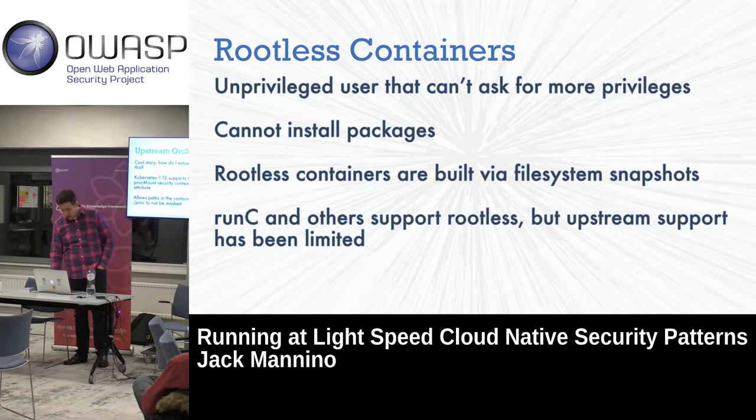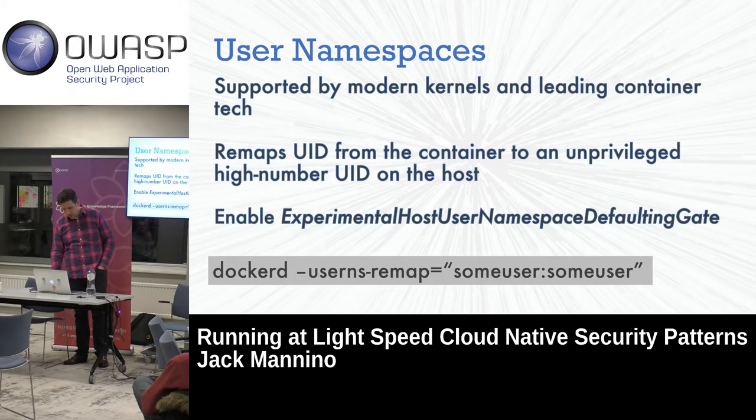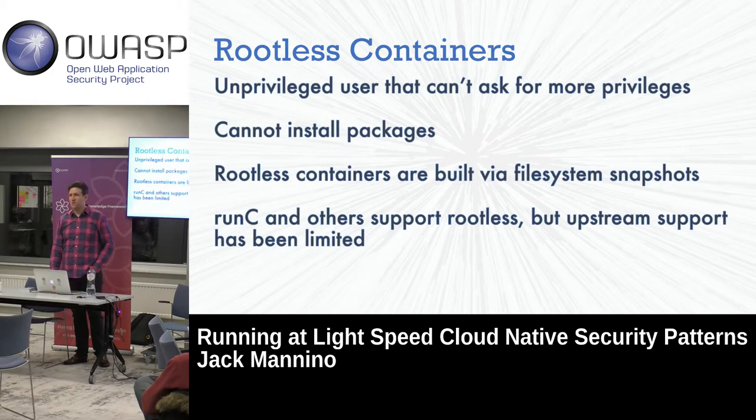So if you go back to this slide, for example, you see a lot of stuff in Kubernetes that's alpha, beta, experimental, like the host user namespace defaulting gate, right? Sounds like I want to put that in production. Like, don't put that in production. Give it a few versions, but these are definitely technologies you'd want to think about to implement really hard multi-tenancy.